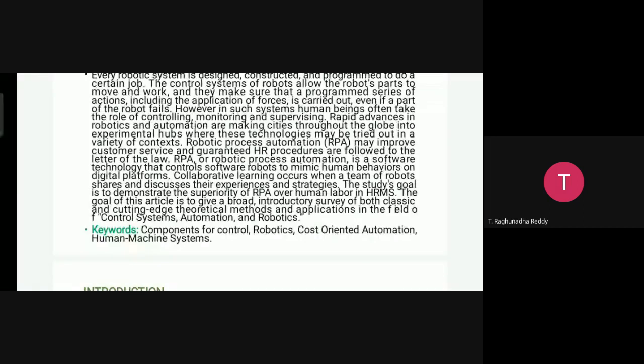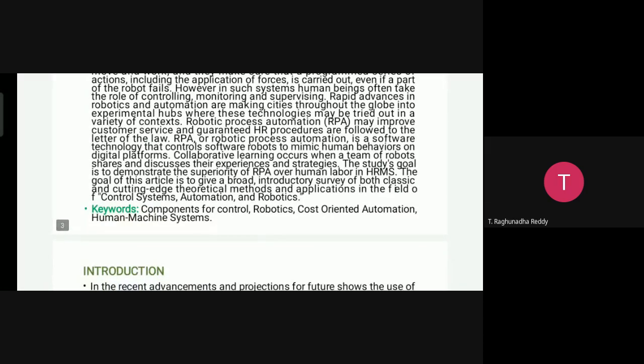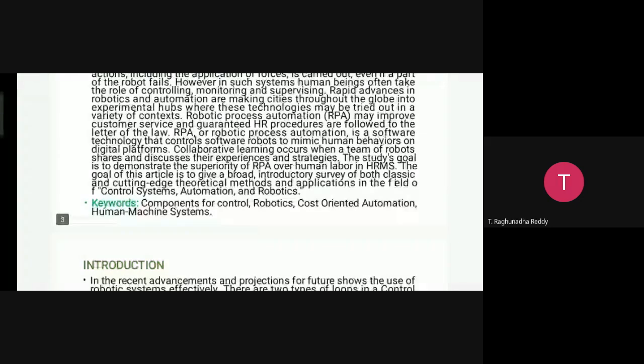Robotic process automation, or RPA, may improve customer service and guarantee human resource procedures are followed to the letter of the law. So robotic process automation is actually a software technology that controls software robots to mimic human behavior on digital platforms.